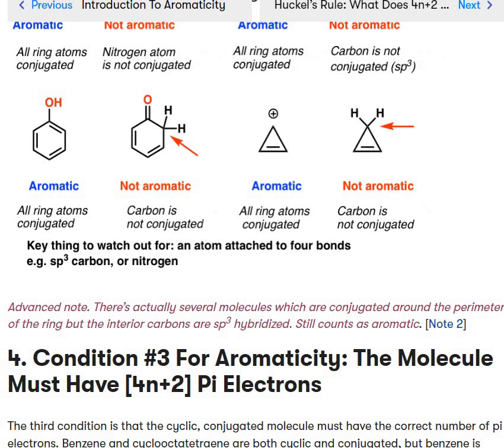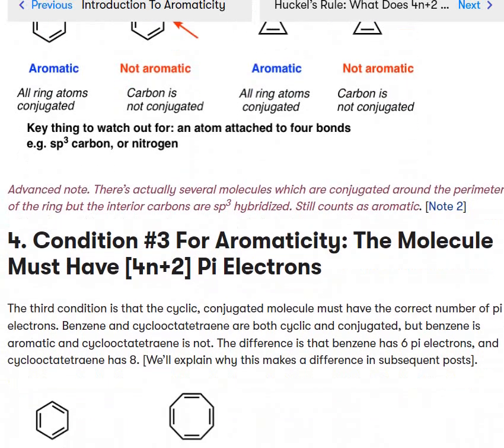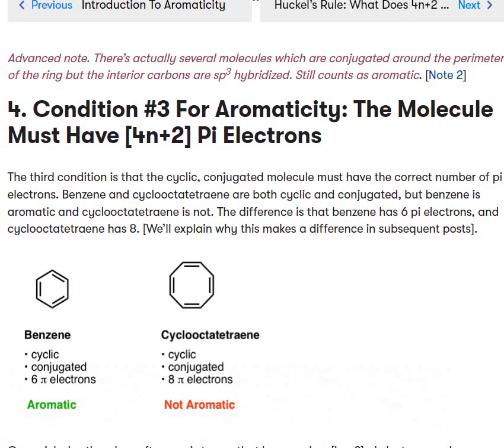nitrogen. Advanced note: there are actually several molecules which are conjugated around the perimeter of the ring, but interior carbons are sp3 hybridized. Now you can see condition 3 for aromaticity. The molecules must have 4n plus 2 pi electrons. So the third condition is that the cyclic conjugated molecules must have the correct number of pi electrons.